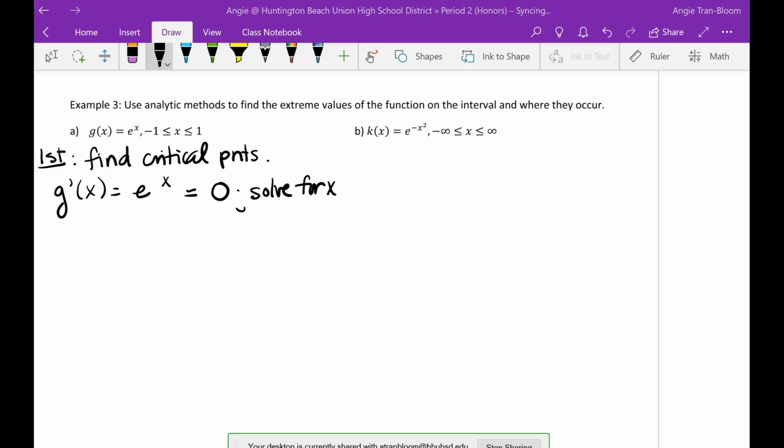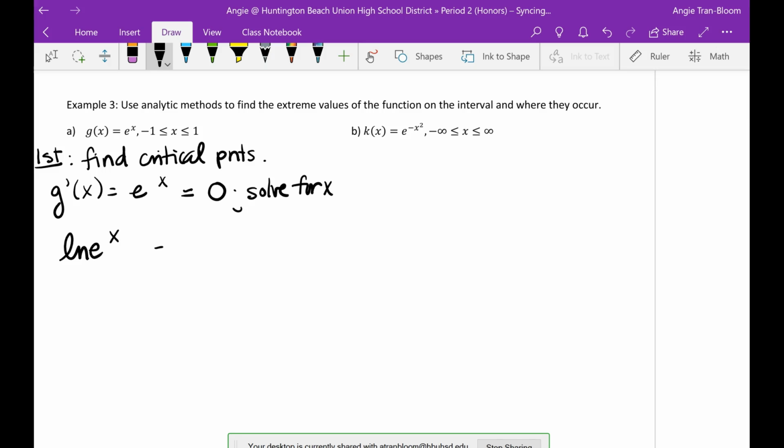You can totally take natural log of both sides. Now what? Uh-oh. Is this possible, y'all? No. So guess what? Does not exist. Or can I just write DNE? So this function will not have any horizontal tangent. Can we all agree? And how are we supposed to find the max and min?